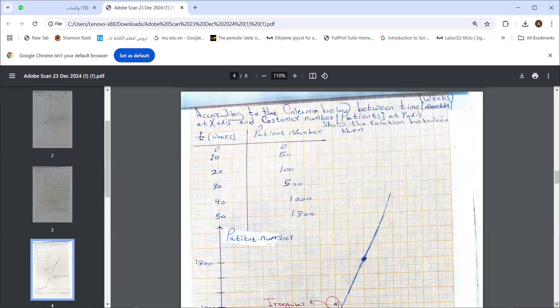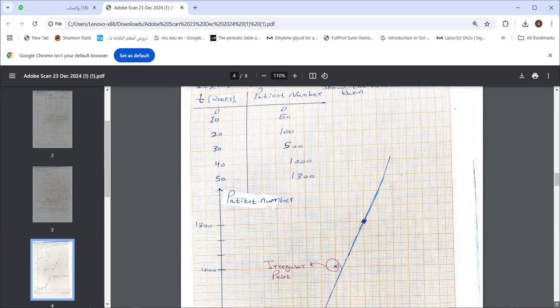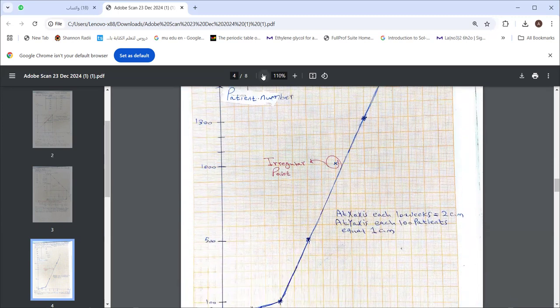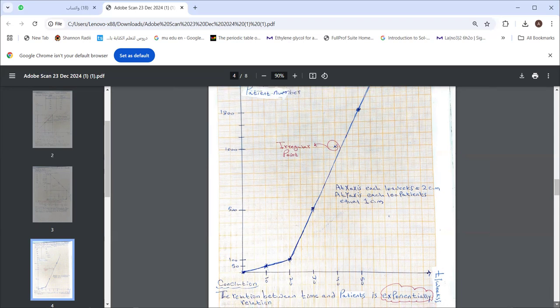Here's another one. Here it's like the diode experiment. I'm talking about the plot between x and y, the relation between x and y. Here, according to the column below, determine the weeks at the x-axis and the customer number, patients, at the y-axis, and show the relation between them. Let me decrease the screen to be better here. Every 2 centimeters equal 10 weeks, and every 1 centimeter equals 100 patients.